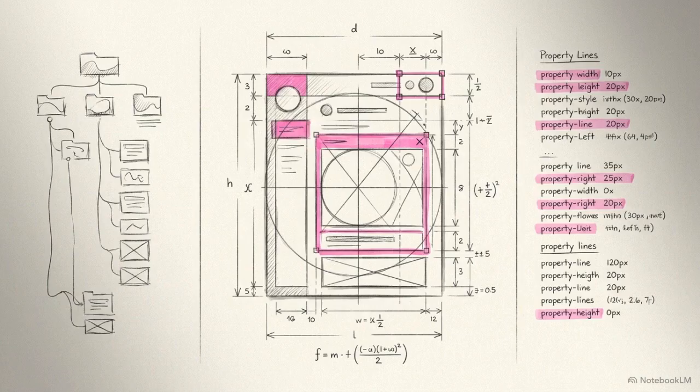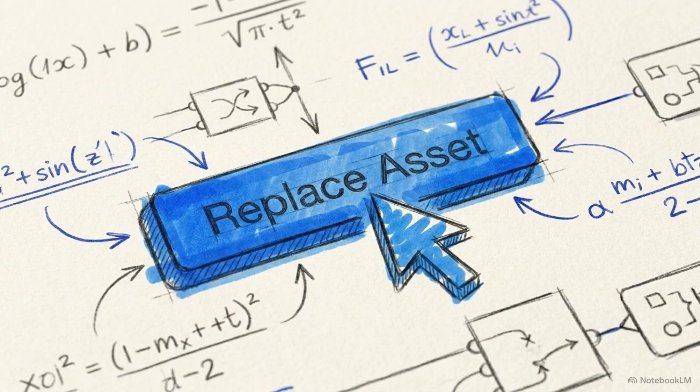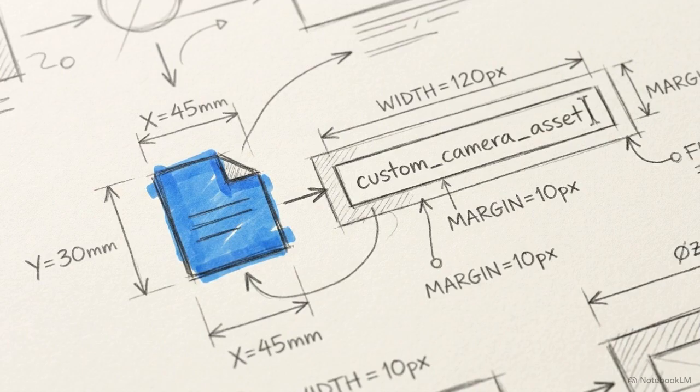With the logic mapped, we can adjust the aesthetics. Select the asset you want to replace in the Objects panel, navigate to the Properties panel, and click Replace Asset to upload your new graphic. You must immediately rename your newly imported asset. Skipping this step will cause cascading reference errors throughout your visual script.